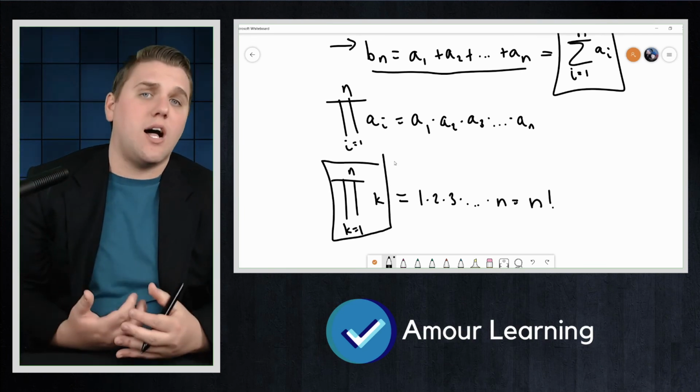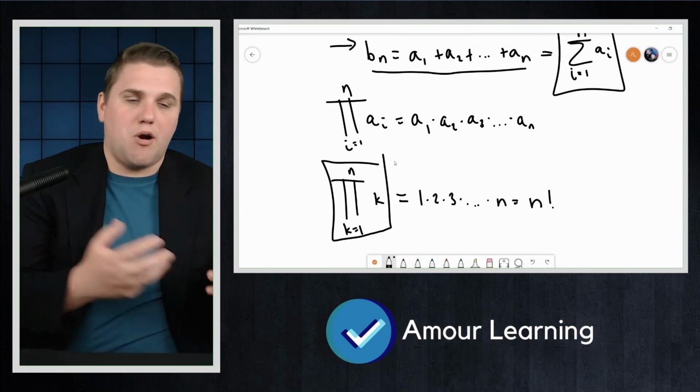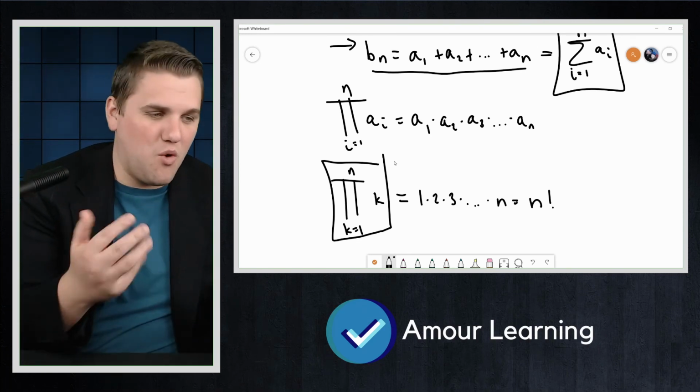So you can do the same concept with partial sums with partial multiplications, if you want to call it something like that.